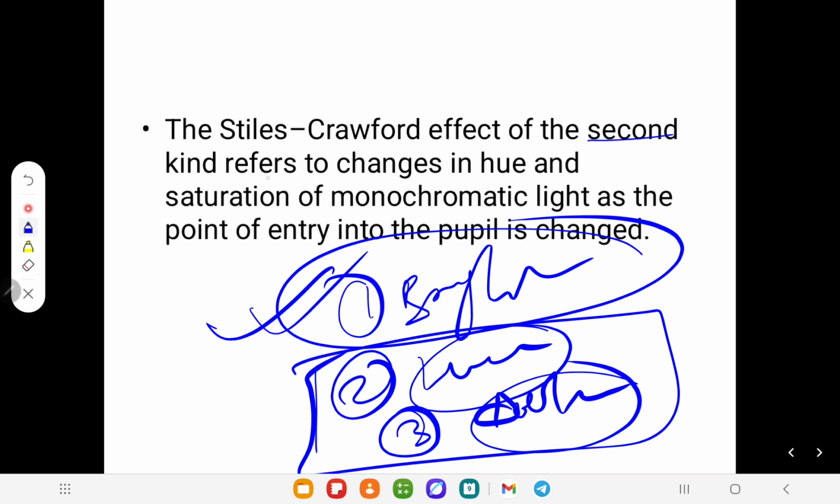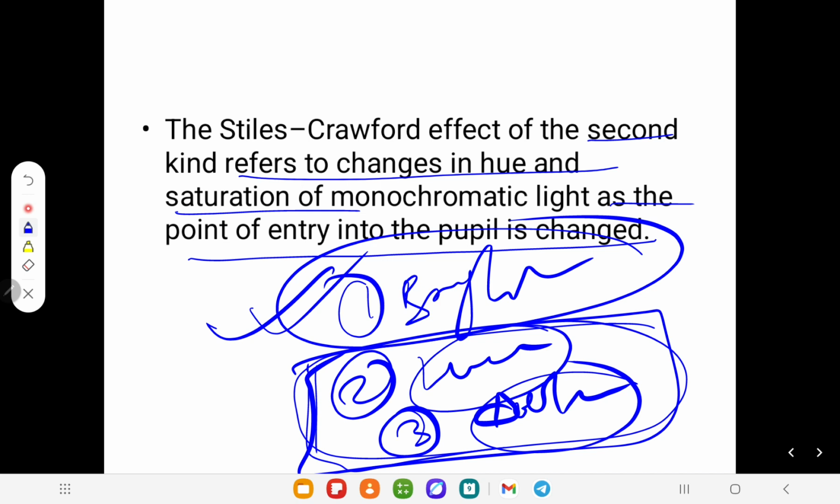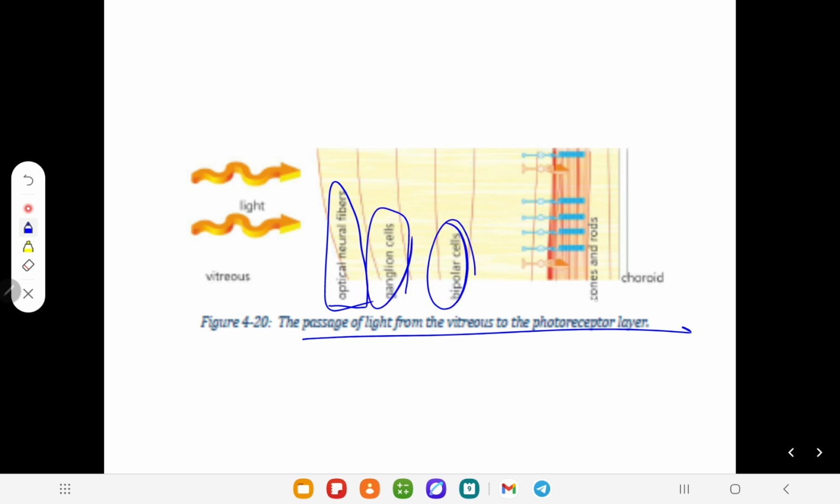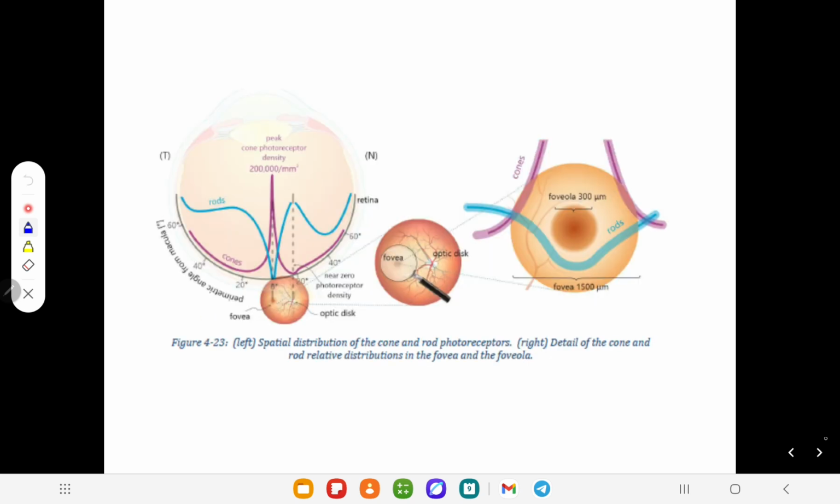Stiles-Crawford second refers to change in hue and saturation of monochromatic light as the point of entry to the pupil changes. Basically, in color, two components are covered by Stiles-Crawford second, but brightness is covered by Stiles-Crawford first. Okay, so basically, this is the principle, isn't it? When light passes from the cornea to the lens and vitreous, then it should pass all the way through optic nerve fibers, ganglion cells, bipolar cells, and then finally it reaches the rod and cone. Okay, it's just opposite, isn't it? So we know that rod and cone has a peak at photopia.